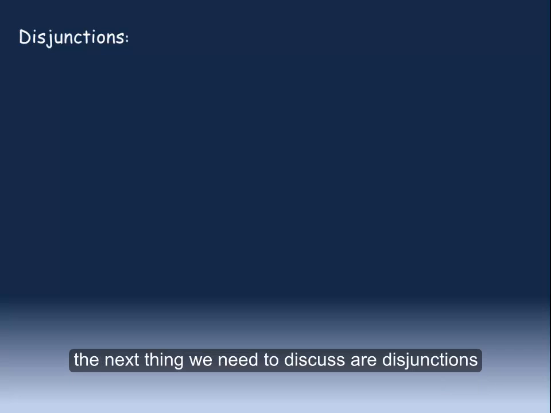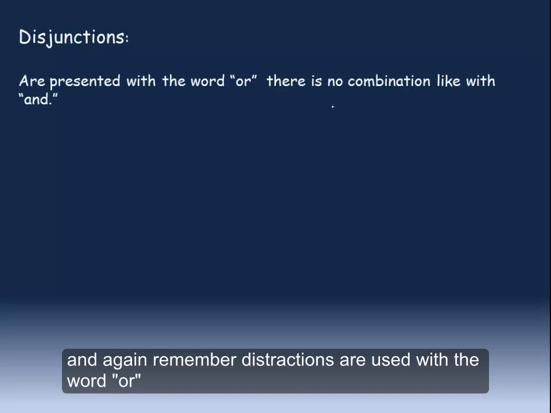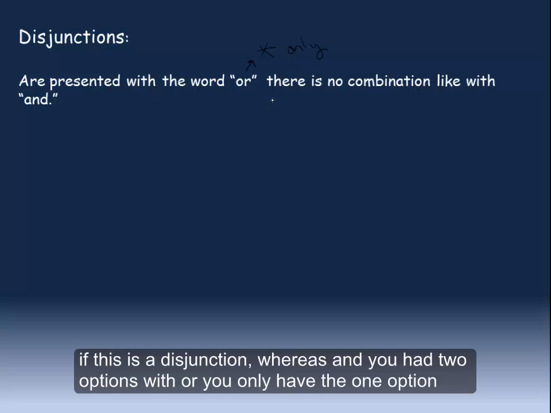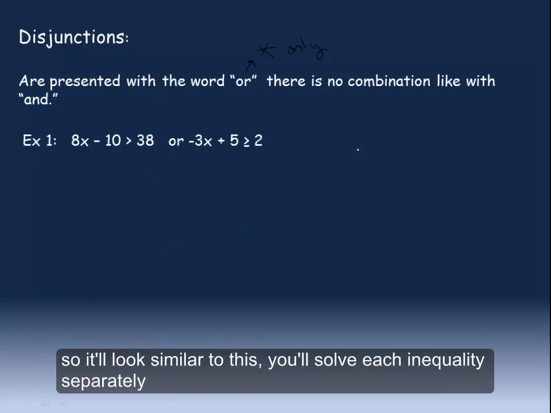The next thing we need to discuss are disjunctions. And again, remember, disjunctions are used with the word or. There are no combination disjunctions, so you will absolutely see the word or if this is a disjunction. Whereas with and you had 2 options, with or you only have the 1 option. So it'll look similar to this.